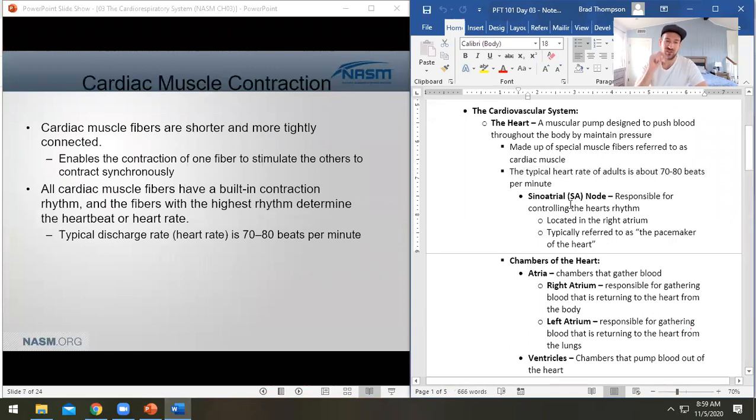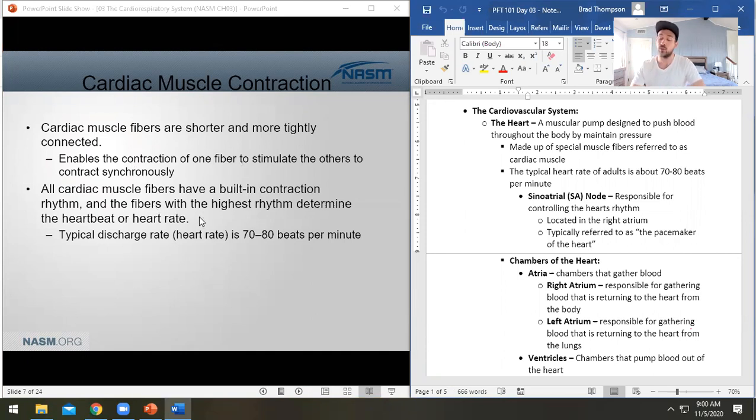So when we look at cardiac muscle contractions, like I said earlier, cardiac muscle fibers are shorter and more tightly connected than your regular skeletal muscle fibers. The reason is that when one fiber contracts, it pulls the other fibers to contract with it. Again, that keeps them all in sync. It'd be like working out with someone attached to you. You'd both be lifting at the same time. That enables one fiber to simultaneously stimulate other fibers.